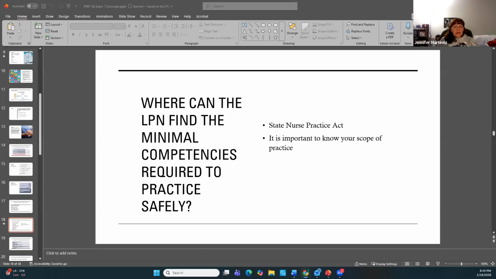So, the minimal competencies required to practice safely. Your minimal competencies is your state Nurse Practice Act. And so it's really important to know your scope of practice, even when we look at the multi-state licenses, right?